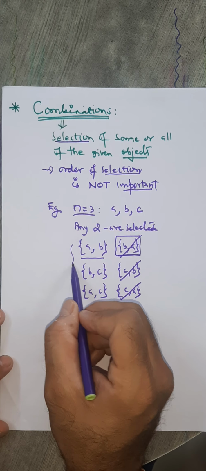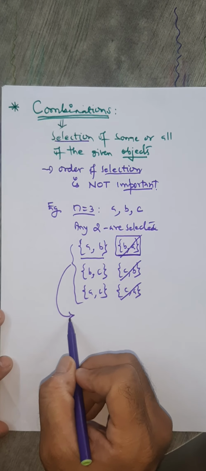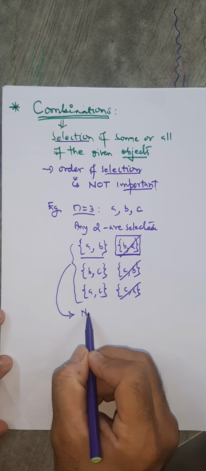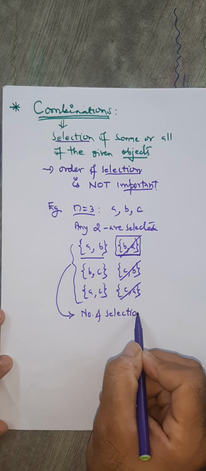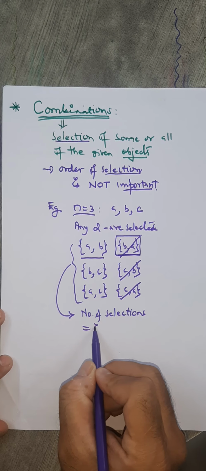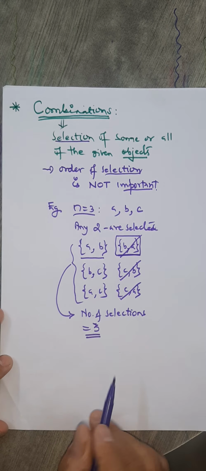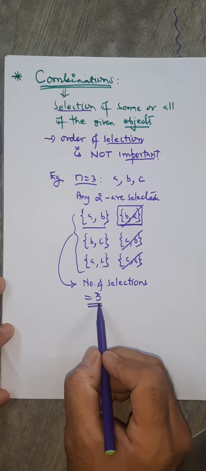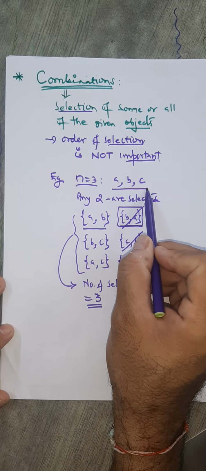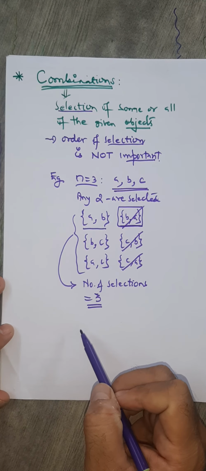So how many total selections? Total number of selections equals 3. 3 selections can be made out of 3 objects.